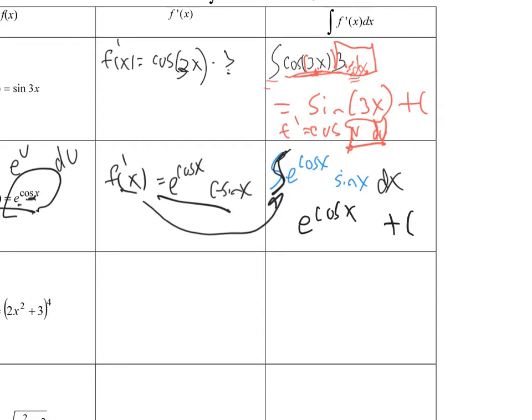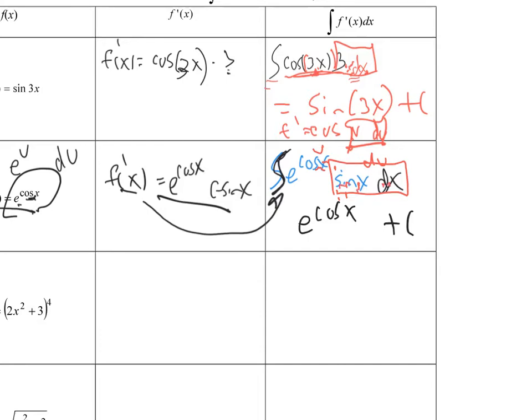And why is that true? Because sine of x dx was my du. My du, if this was my u, this is my du. And this is why often we call this method integration with substitution, because we're substituting cosine of something as a u. And then I had to ensure that I had the du.